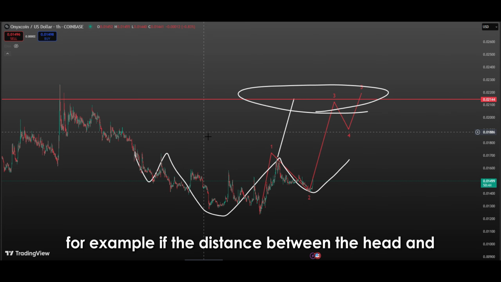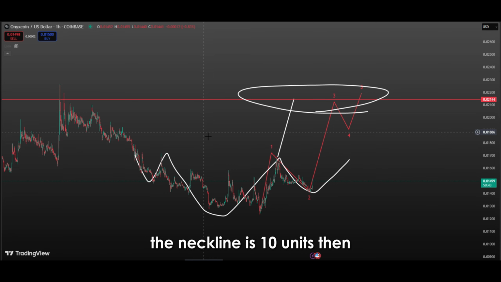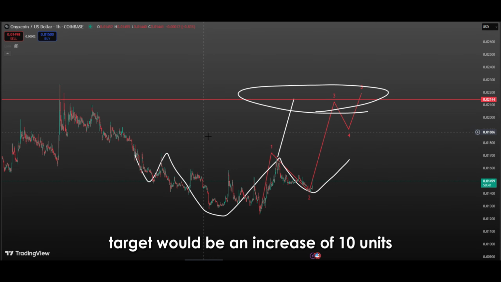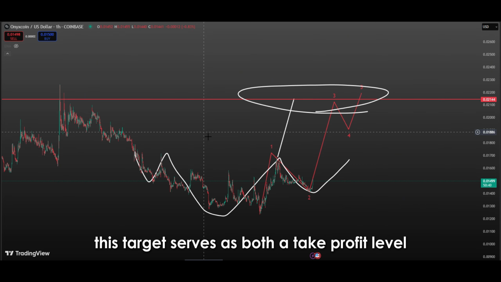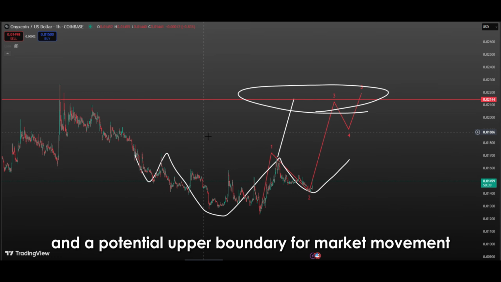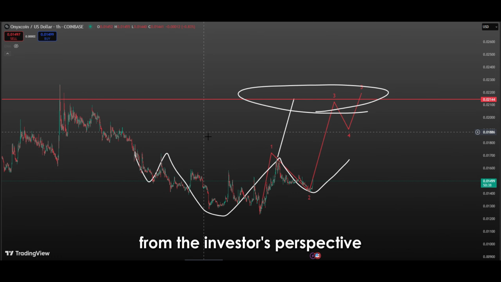For example, if the distance between the head and the neckline is 10 units, then the theoretical price target would be an increase of 10 units above the neckline after the breakout. This target serves as both a take-profit level and a potential upper boundary for market movement from the investor's perspective.